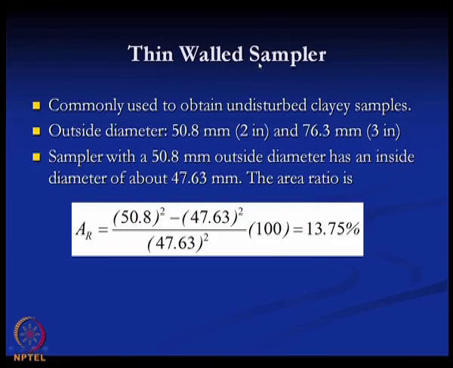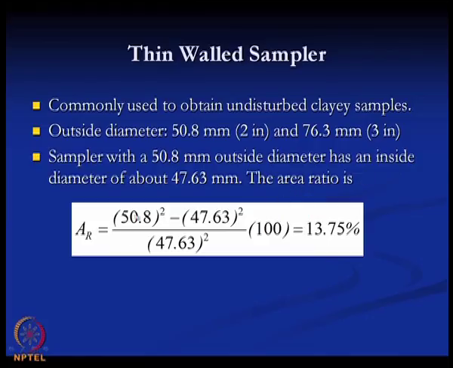Now, the previous one was the split spoon sampler, or thick walled sampler. This is the thin walled sampler tube, commonly used to obtain undisturbed clay samples. The previous one gives a disturbed sample, because there the area ratio is 112%. The outside diameter is 50.8 millimeter or 76.3 millimeter, the two types of samplers. The sampler with a 50.8 millimeter outside diameter has an inside diameter of about 47.63 millimeter.